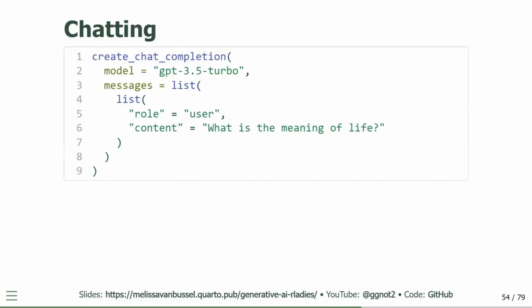If you want to have a back and forth chat conversation with ChatGPT, then you can use the create_chat_completion function. The first argument that you'll specify is the model. And the one that we were using on the browser-based version was GPT-3.5 Turbo. And in this example here, I'm just asking, what is the meaning of life?